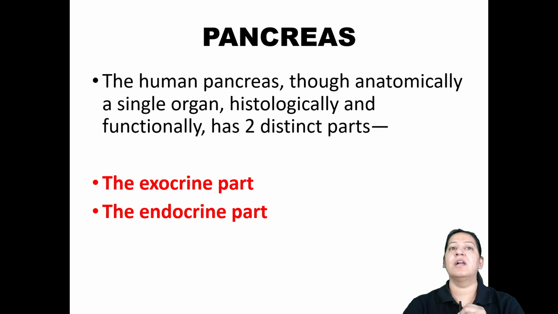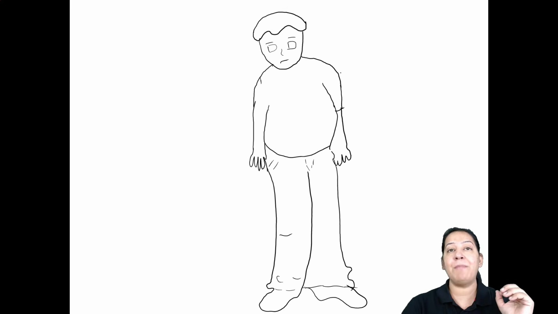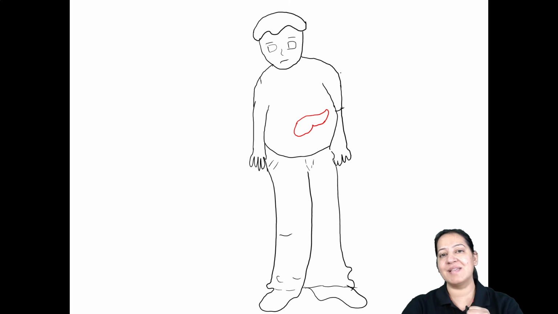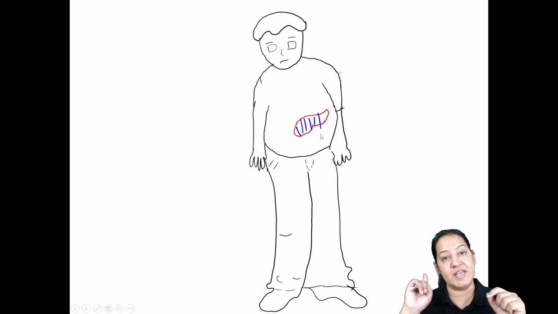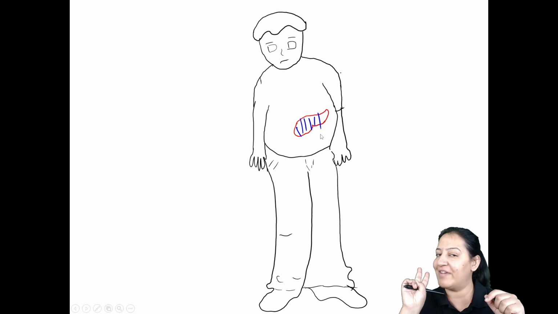Now we know that humans have a pancreas. Can you see a human body? Of course you can. Can you see the pancreas inside the human body? Can you see this pancreas is an intra-abdominal organ? Anatomically it is one organ, but histologically and functionally the pancreas has a dual function.